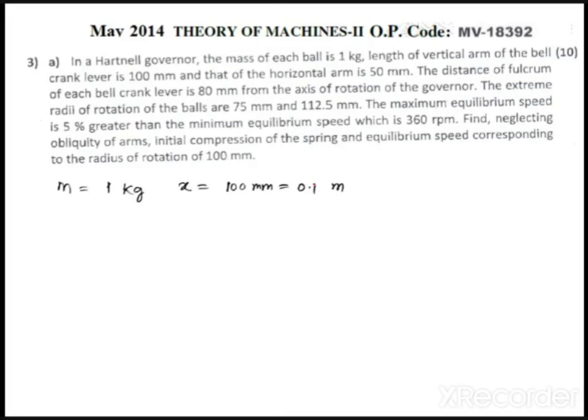Fix in your mind: capital M, small m, capital X, small y, X1, Y1, R1, R2, S1, S2, K. Fix all the notations. Next, the distance of the fulcrum and the horizontal arm, Y, is equal to 50 mm, so 0.05 meter. Next, R is equal to 80 mm. See, the distance of the fulcrum of each bell crank lever is 80 mm from the axis of the governor.